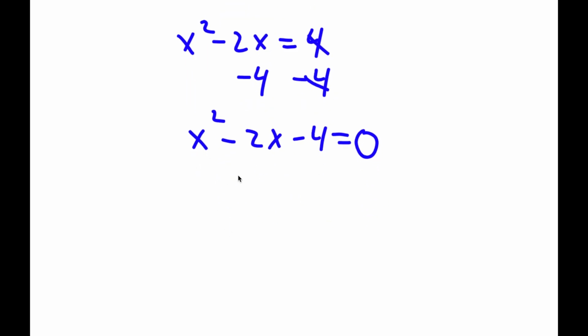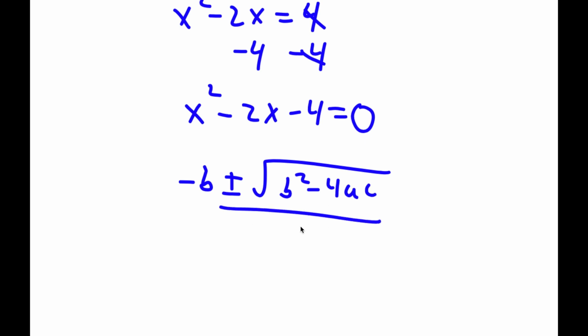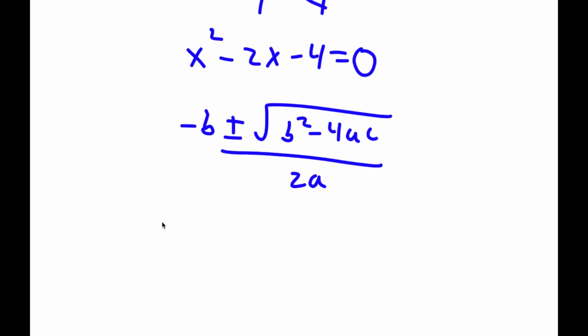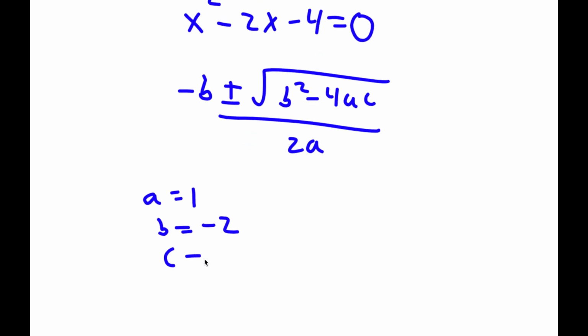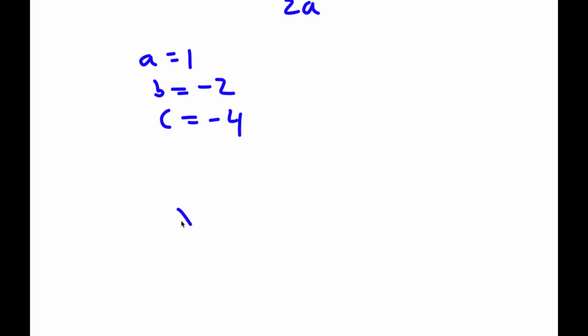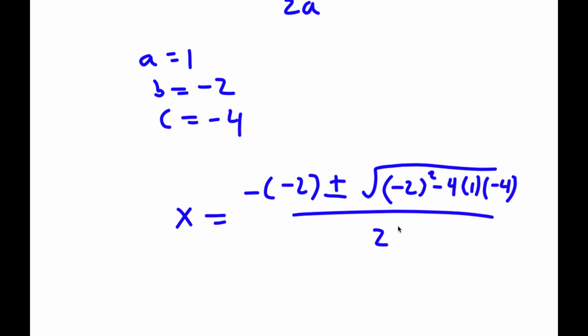So now to solve this, I'm going to use the quadratic formula, which is negative b plus or minus the square root of b squared minus 4ac all over 2a. So in this case, a is 1, b is negative 2, and c is negative 4. So I have x is equal to negative negative 2 plus or minus the square root of negative 2 squared minus 4 times a times c all over 2a.